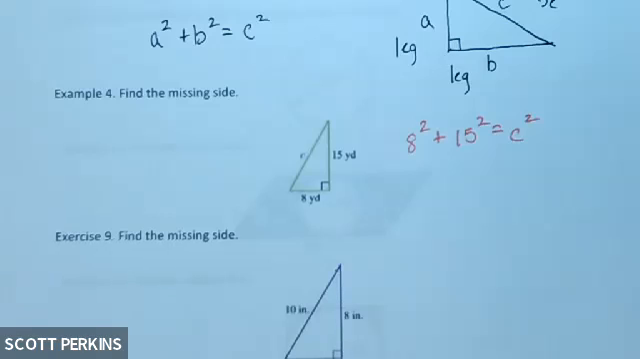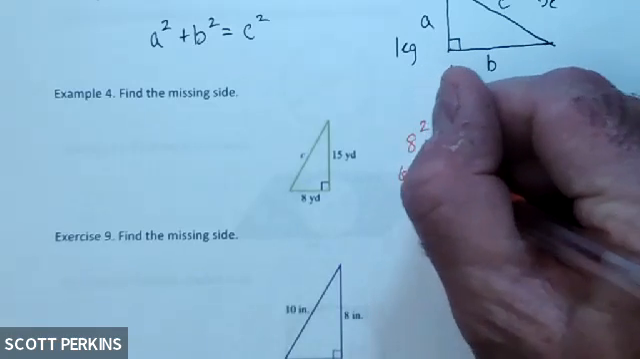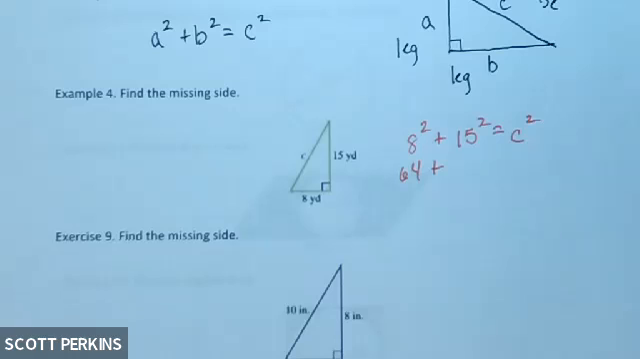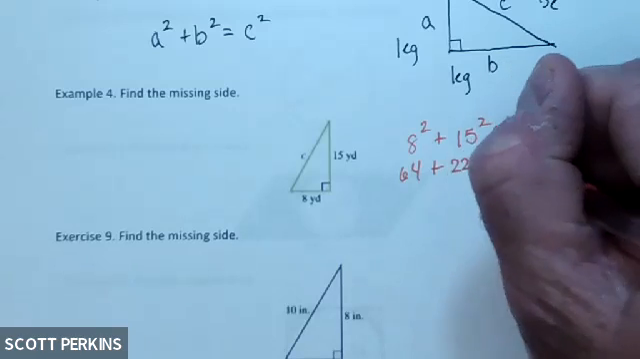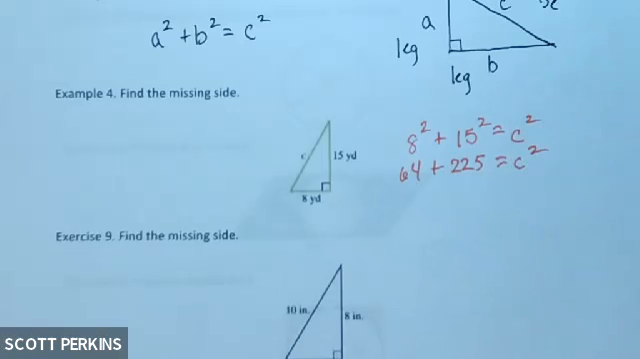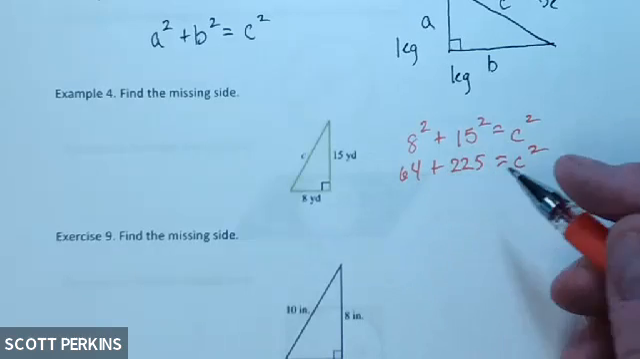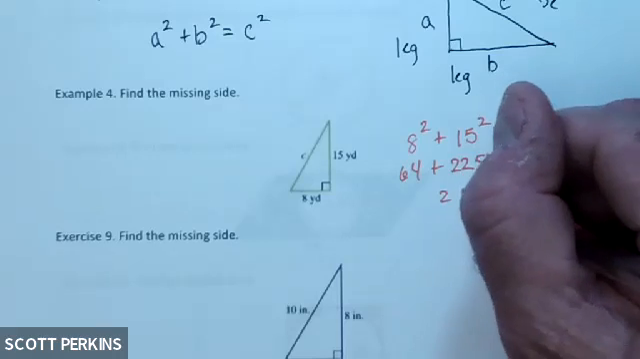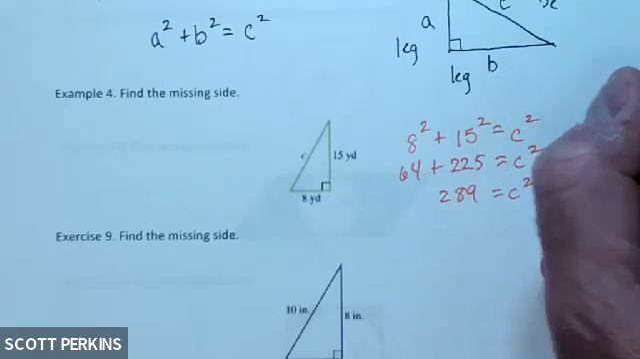Okay, so when I go into my calculator, 8 squared is 64. 15 squared, I think we would come up with 225 is equal to c squared. Then again, I'm going to use my calculator to add those two numbers. 225 and 64 becomes 289.